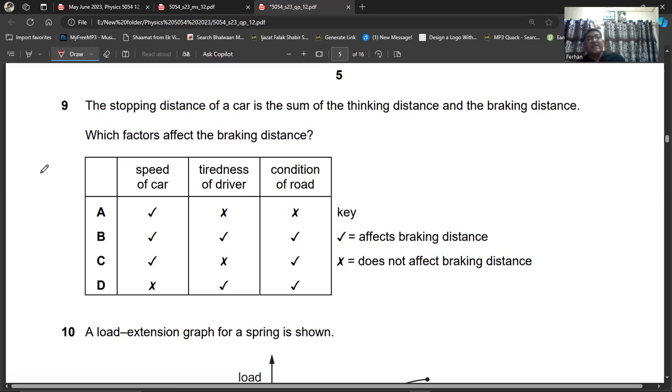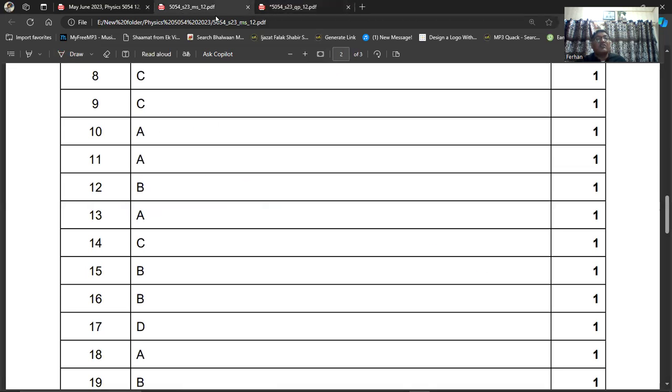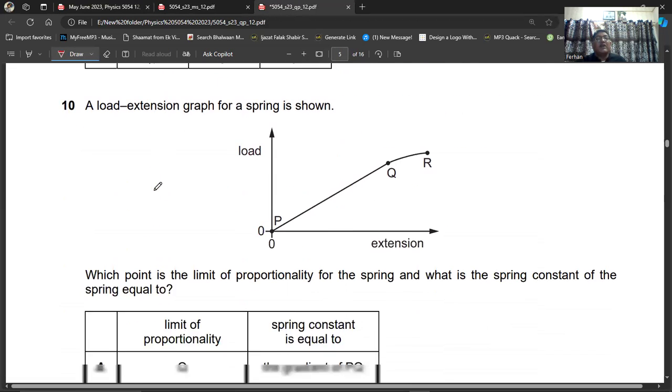So for speed of the car, yes. For the tiredness of the driver, the braking distance is not affected. Conditions of the road, yes, it affects the braking distance. So yes, no, yes. So I think C looks the best option to me, sir. Question number 9, C is the answer. Yes, it's true. So we are going to the next question.